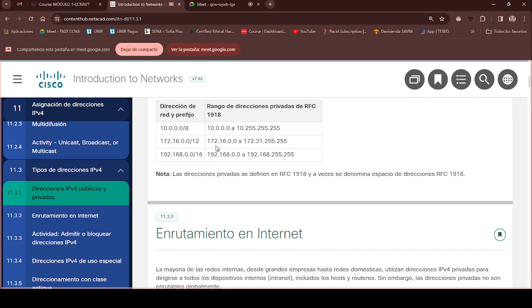Si nos dicen 172.15, ya no es privada. Y muchas veces tenemos la tendencia a ver solamente el 172. No, nos toca mirar los dos primeros octetos, del 172.16 hasta el 172.31. ¿Cuáles son privadas? 172.16, 17, 18, 20, 21, 22, 23, 28, 29, 30 y 31. Hasta ahí sería el rango de direcciones privadas.